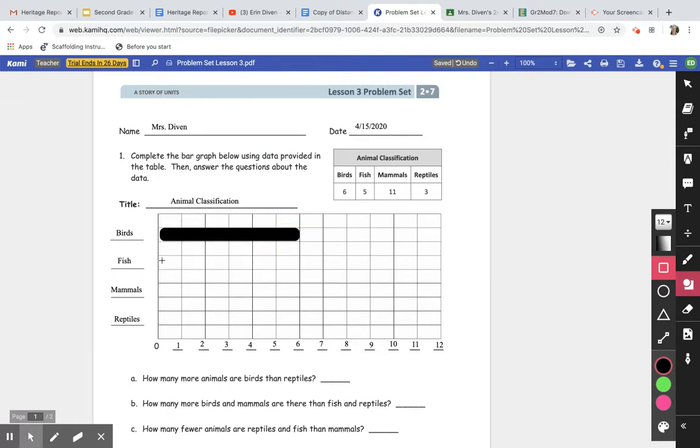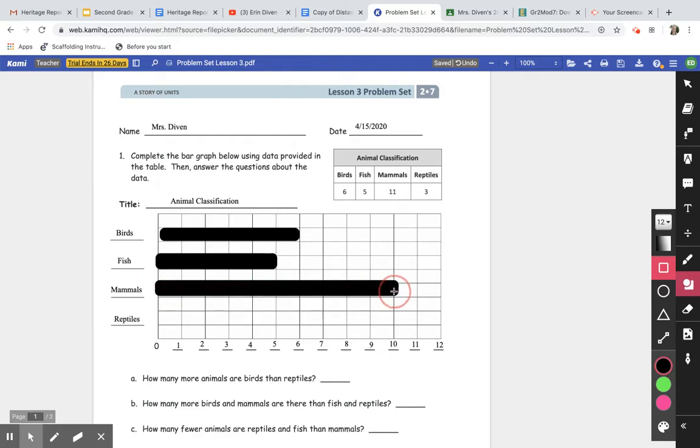Next, we will do our fish. Our fish is going to go to 5. And we have 11 mammals in our classification, so we'll start from 0 and we will drag this all the way until we get to 11. And then last, our reptiles, we're going to start at 0, we're going to go to 3. So there's our bar graph.